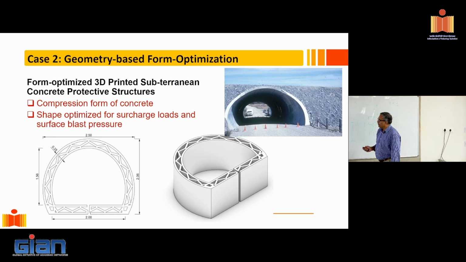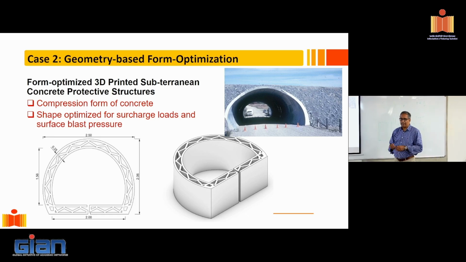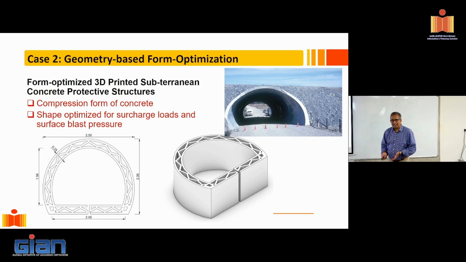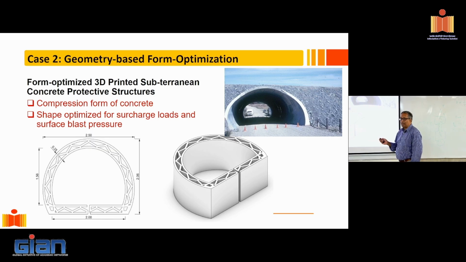And we are looking at underpasses, which can be printed in eggshell shape. And these are form optimized, right? And so I can now give you a structure which has tremendous capacity in compression. I'm using the material where it is the strongest. This really doesn't even need any reinforcement because everything goes into compression, right?